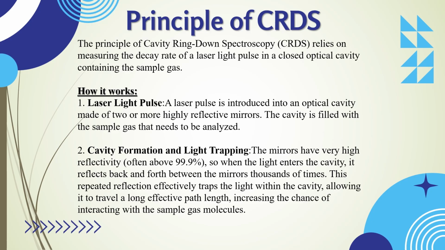Second, cavity formation and light trapping. The mirrors have very high reflectivity, often above 99.9%. So when the light enters the cavity, it reflects back and forth between the mirrors thousands of times. This repeated reflection effectively traps the light within the cavity, allowing it to travel a long effective path length, increasing the chance of interacting with the sample gas molecules.